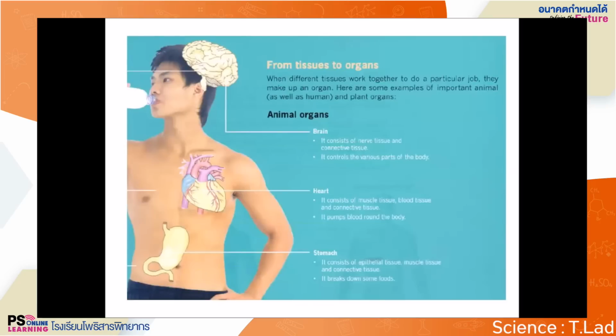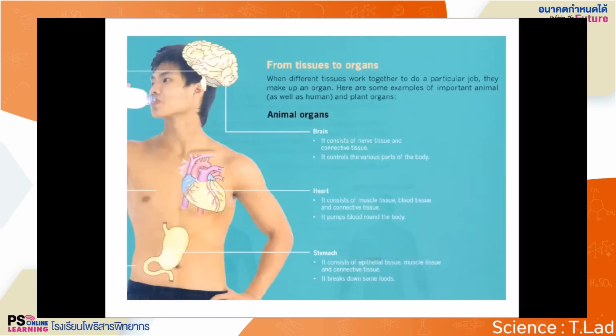So let's go to the third level, and this is the organ. So when different tissues work together to do a particular job, they make up an organ. So it means that an organ is made up of different tissues. Like for example, our brain is made up of nerve tissue and connective tissue. And the brain controls the various parts of the body. Another organ is the heart. And the heart consists of different tissues such as muscle tissue, blood tissue, and connective tissue. And the heart pumps blood around the body.